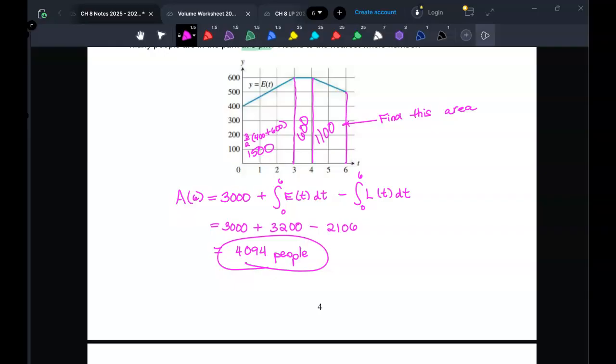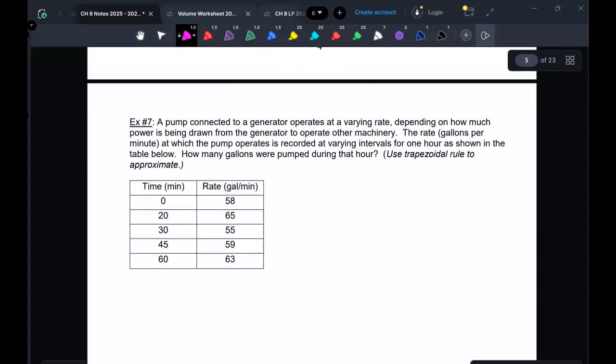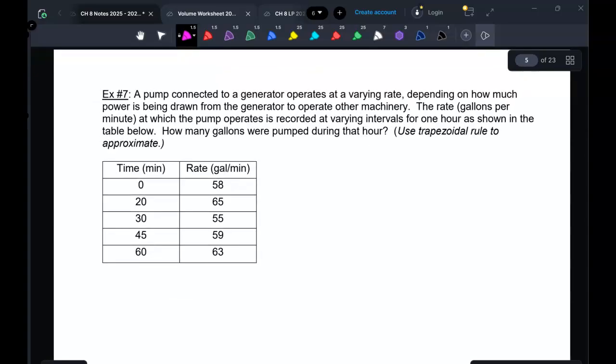Last one. This will be easy. So a pump is connected to a generator. Here we have varying rates, measured in gallons per minute. Power is being drawn from the generator. How many gallons were pumped during that hour?